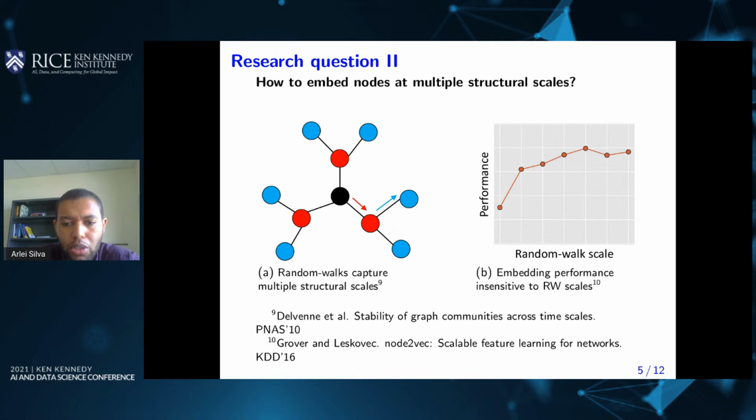So it has been shown that by changing the scale of random walks, which is a way to change the scale of the representations, there was really no impact on performance. So basically, these representations were insensitive to the scale of the process, which is an important limitation. So we want to understand why that's the case.